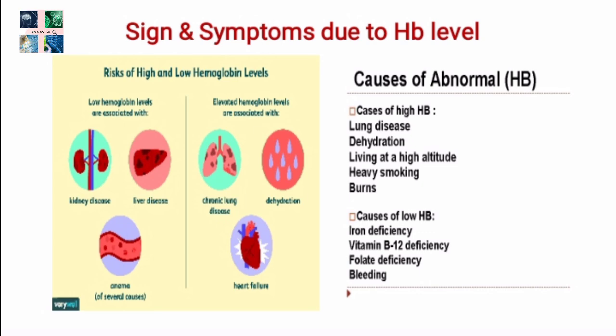Next is about the conditions with high Hb. It may be seen in case of lung diseases such as COPD or pulmonary fibrosis, or it may be due to congenital heart disease or due to right heart failure. In these cases, the increased hemoglobin is the result of the body's compensatory mechanism for low oxygen.